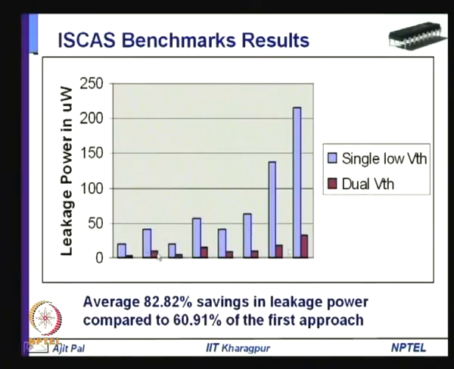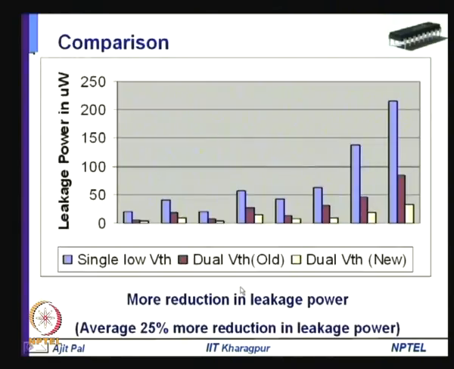Subsequently, these are the same results shown in bar graph form and pie chart form. Here you can see the comparison between single low VT and dual VTH. You can see there is a significant reduction in leakage power, 82.82%.